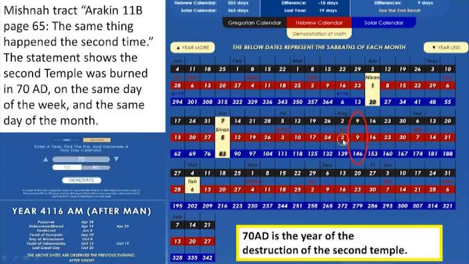Now, if we look here, you'll see this red circle on the 9th. This is the 5th month. And there was a Sabbath for that 70 AD on the 9th. And the temple was, of course, destroyed on the 10th. This is accurately demonstrating what took place in history as to the very day of the week that this happened.